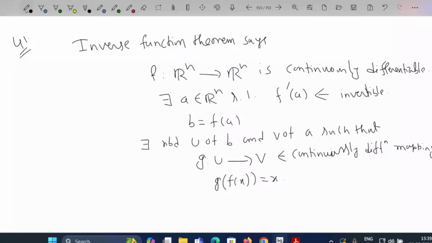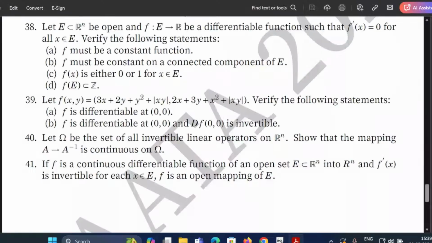Because for each x the derivative is given to be invertible. So that means you will get a function which is the inverse of f, and that function is continuously differentiable. So you will know that if we have a mapping whose inverse is a continuous function, then the function is an open mapping. So because of that, f will be an open mapping.